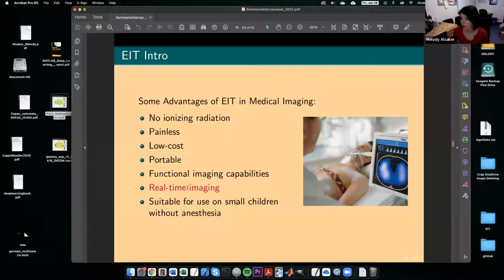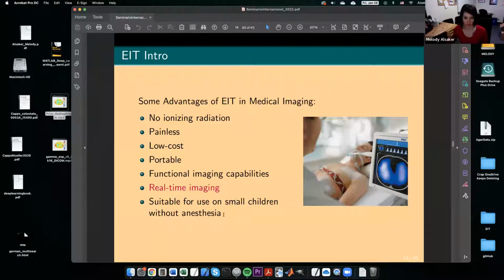I'm actually involved in a collaboration with a collaborator I have in Switzerland, and I'm working on this with them right now to improve the real-time imaging capabilities, which simply means you want to be able to collect the EIT data and reconstruct it with a very, very short delay between the data collection and the reconstruction. So you can basically watch the patient breathing, for example, in real time.